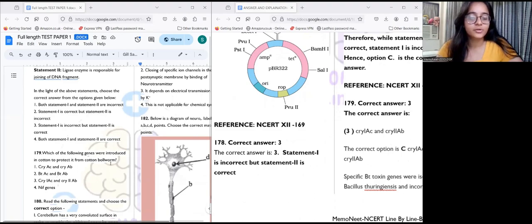179. Which of the following genes were introduced into cotton to protect it from bollworms? We've done this earlier. So, to protect from bollworms, as I've said earlier, just a second. Oh, what is the matter with the screen?